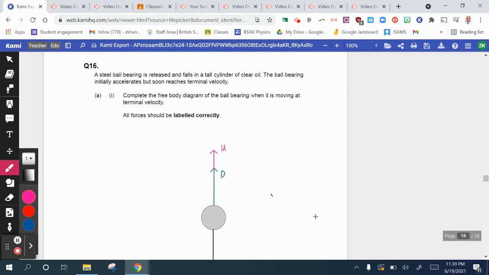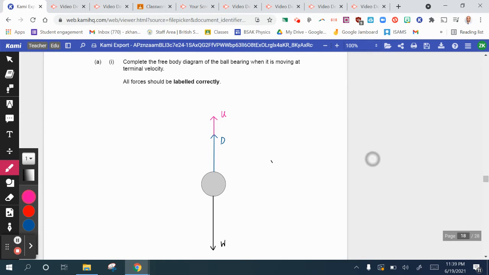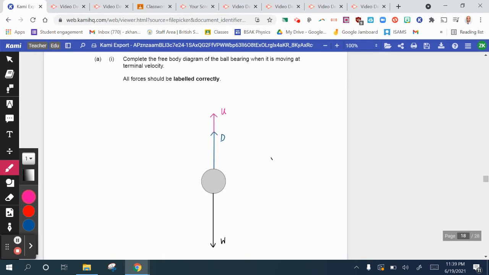When we draw free body force diagrams, the arrows have to be representative in terms of size. So when you are drawing the arrows, the length of the arrow does matter. When we are looking at terminal velocity, the arrows should be equal and opposite in size. All forces should be labeled correctly. When a ball is falling, it has weight acting on it, so I've drawn an arrow with W for weight.